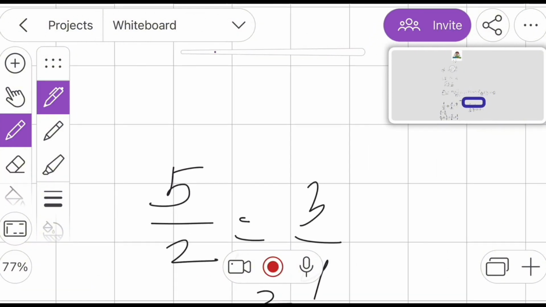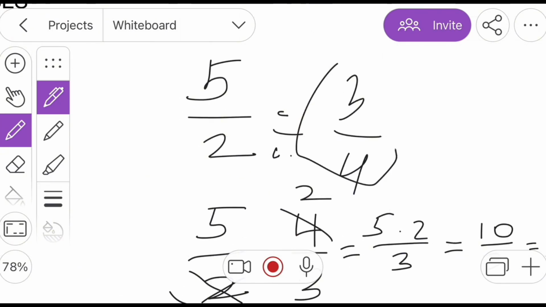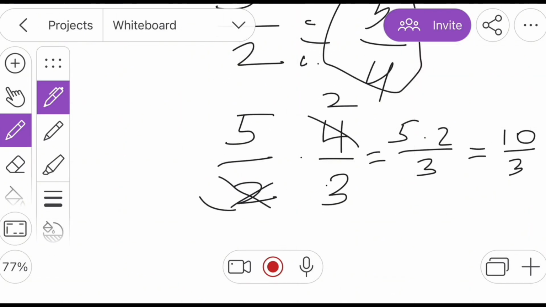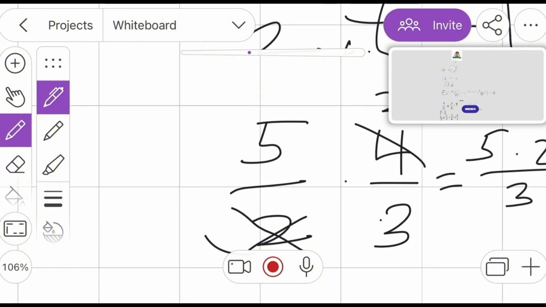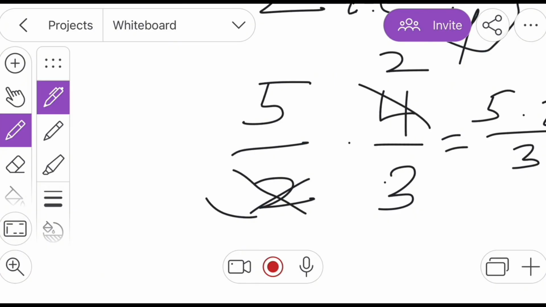Let's see the next example. 5 halves divided by 3 fourths. Here, as I said, we should flip this fraction, so it becomes 4 thirds. 5 halves times 4 thirds. We can see that here we multiply by 4, and then we divide by 2. So it's just the same as multiplying by 2, because we multiply by 4 and instantly divide by 2. And because 4 is twice as big as 2, it's simply the same as multiplying by 2.